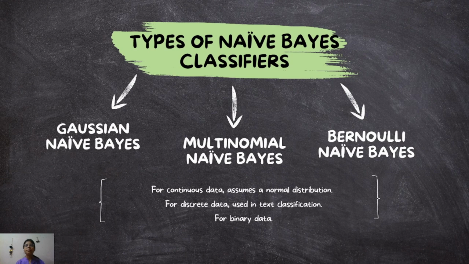We have types of naive Bayes classifiers, which are the Gaussian, which we use for continuous data and which assumes a normal distribution. And we have multinomial naive Bayes, in which we use discrete data, basically used for text classification. Then we have Bernoulli naive Bayes, which we use for binary data.